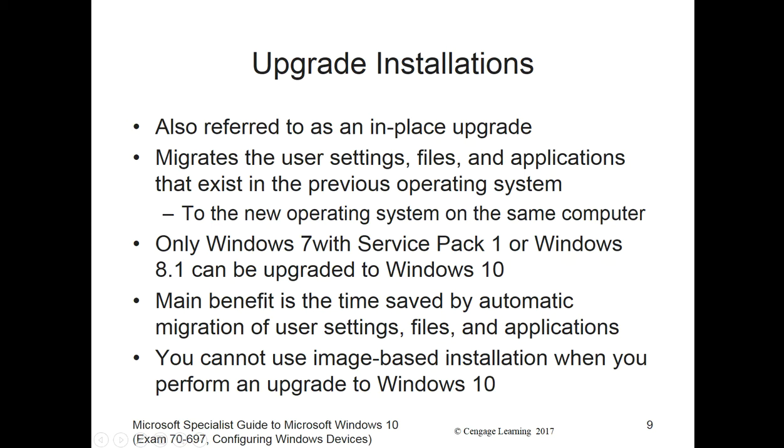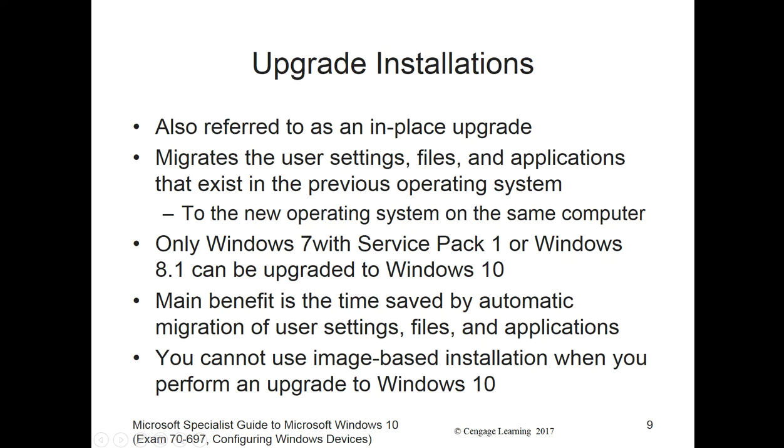Now, upgrade installations are also referred to as in-place upgrades. So let's say you've got a Windows 8.1 system. You're going to do an upgrade. And the way this is going to work, it's going to actually install Windows 10, and then it will migrate what you have into Windows 10, and then let Windows 8 go. So it migrates the user settings, the files, applications, everything that exists in the previous operating system to the new operating system on the same computer, like I was just saying.